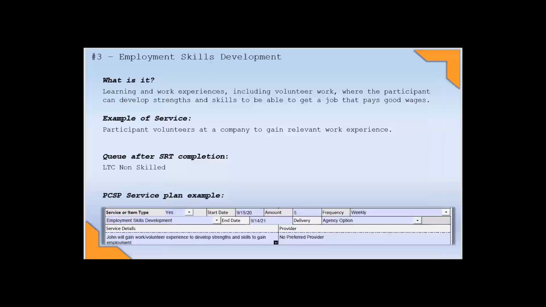Employment skills development is learning and work experiences, including volunteer work, where the participant can develop strengths and skills to be able to get a job that pays good wages. An example is a participant volunteering at a company to gain relevant work experience.